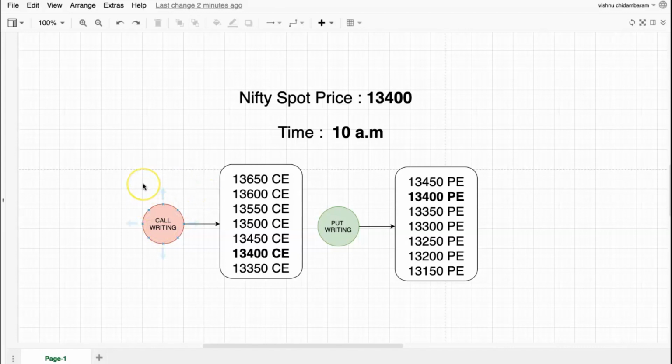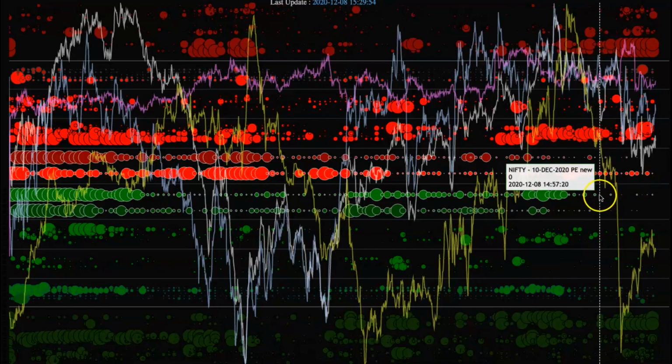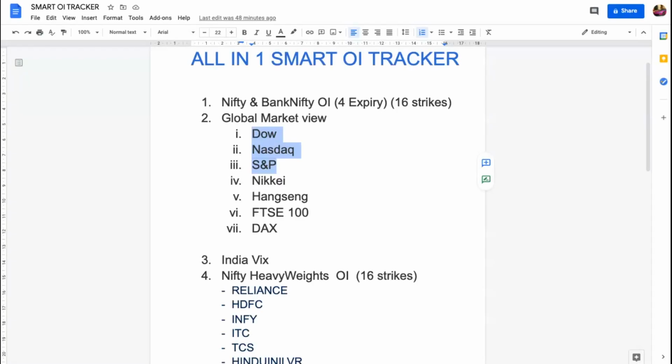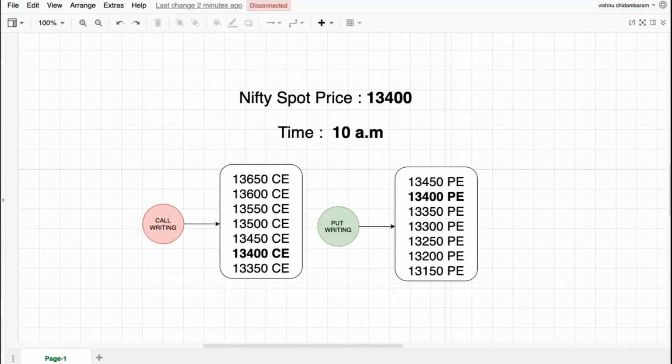The circle size is based on my custom algorithm. I give more weightage to the ATM, in the money and nearby OTM. Also, the circle size will be very small or there will be no circle at all if there is no call option writing at a particular time. That is, if at 10 a.m. no one sold any call option at all, there won't be any circle in the Smart OI tracker. Similarly, it happens for the put option as well. Same logic for the put option, but it will be in green color.